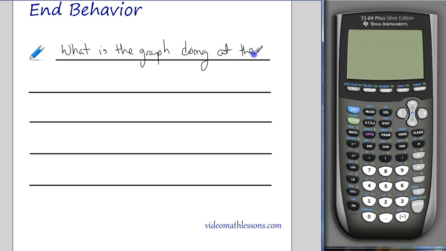Well, that seems kind of simple. So let's get a little more techie. So as x goes to positive infinity, and as x goes to negative infinity. So what we're going to do is use terms. We use the term limits.